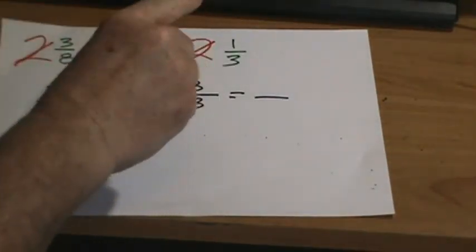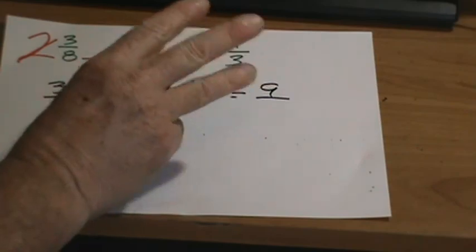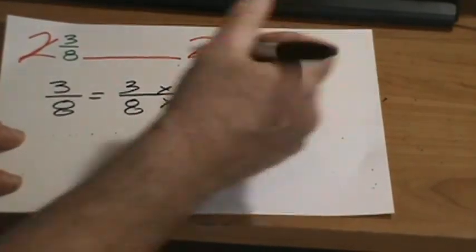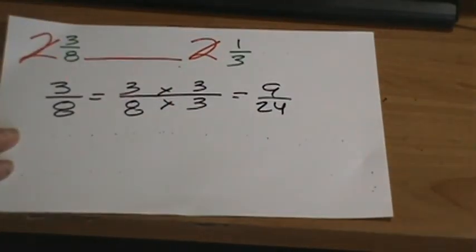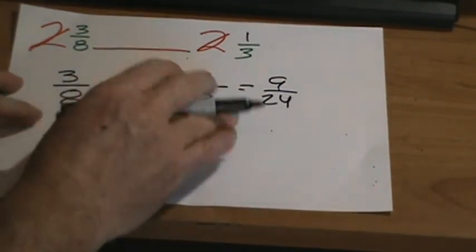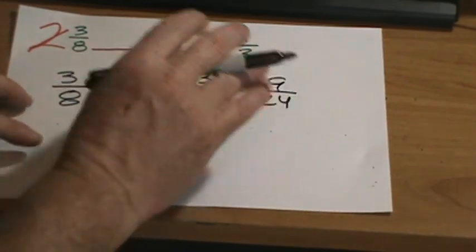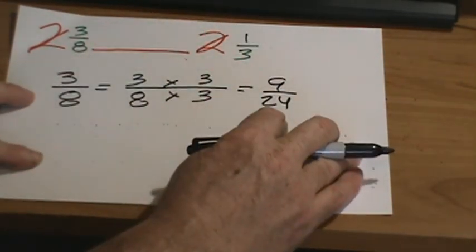3 times 3, 3, 6, 9. 8 times 3, 8, 16, 24. And so we have 9 24ths. 3/8 is equal to 9 24ths. You see what we're getting at? We've got to make the denominator the same. And the way to do that, sure, we do tape diagrams, we do number bonds, etc., etc. But this is kind of the method we're going to be working with tomorrow.